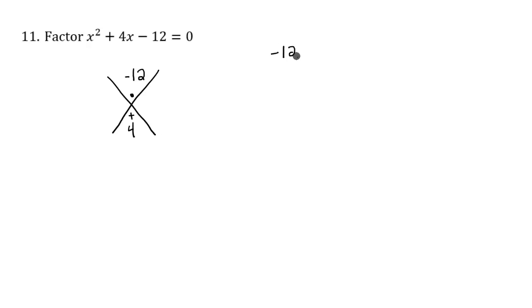I'm going to start off by setting up some factors here. So what times what will give me 12? I always start with 1 times 12. Now because we have a negative number up here, we need one of these numbers to be negative. And because we need those two numbers to add together to be a positive number, we're going to make the higher number be positive, and then that lower number is going to be negative.